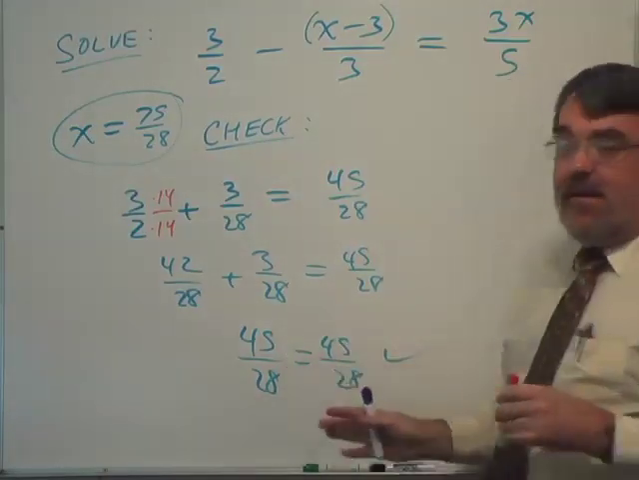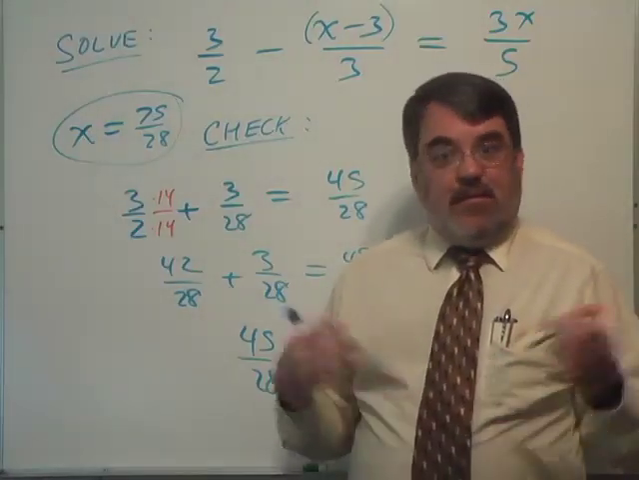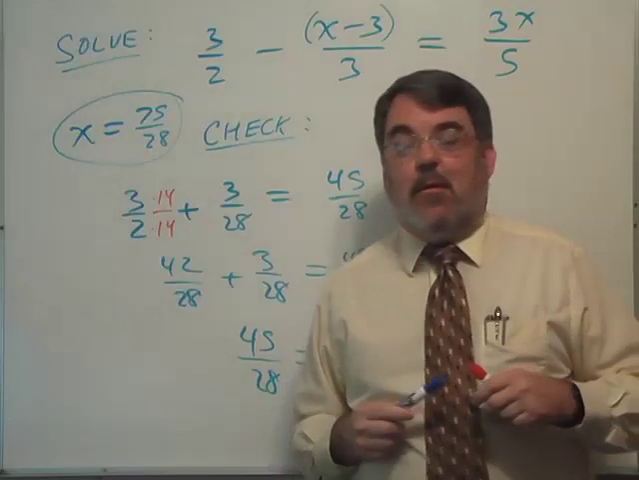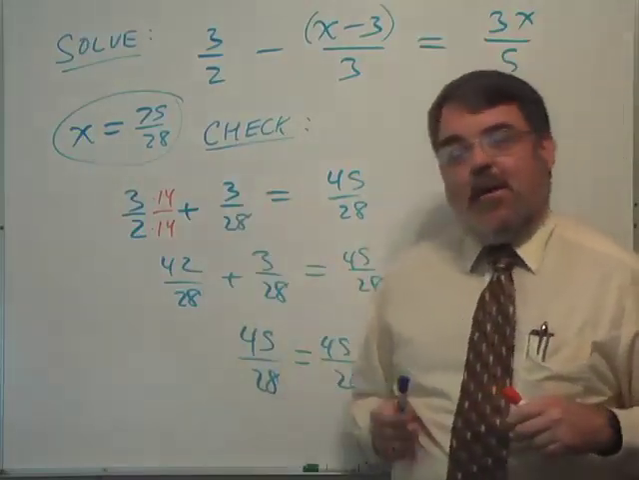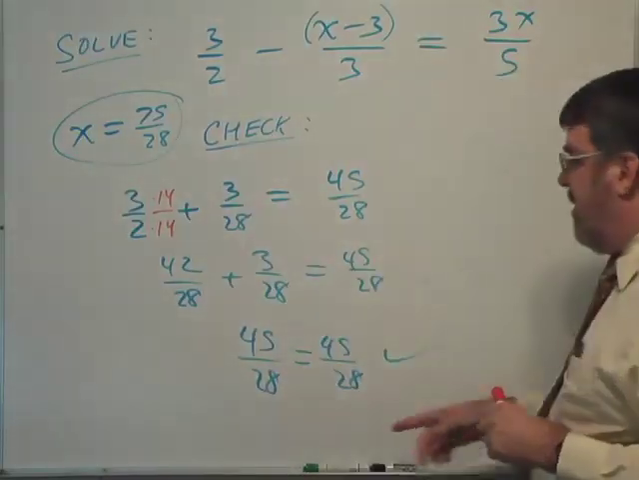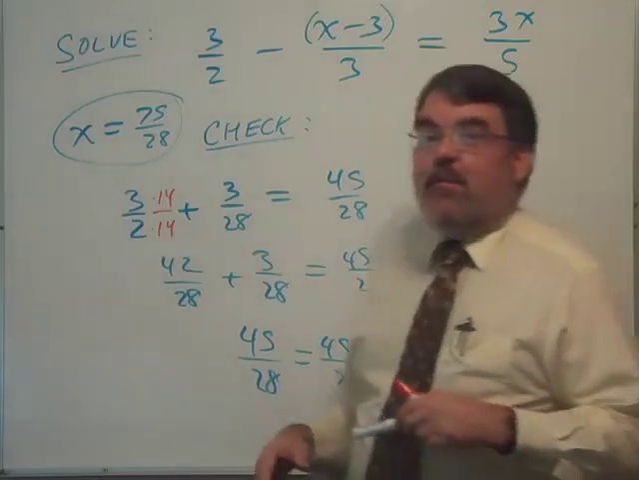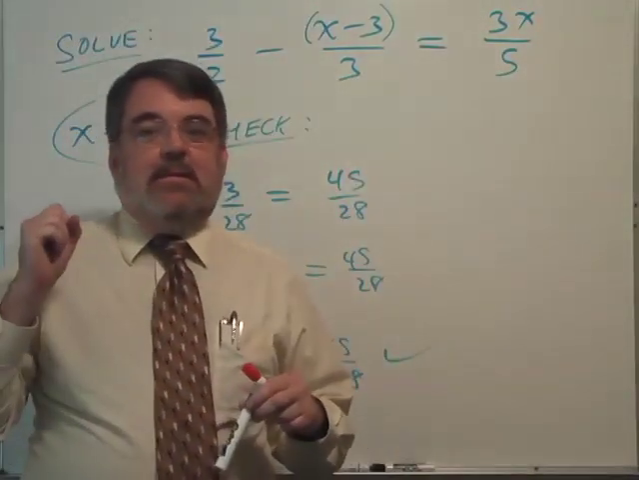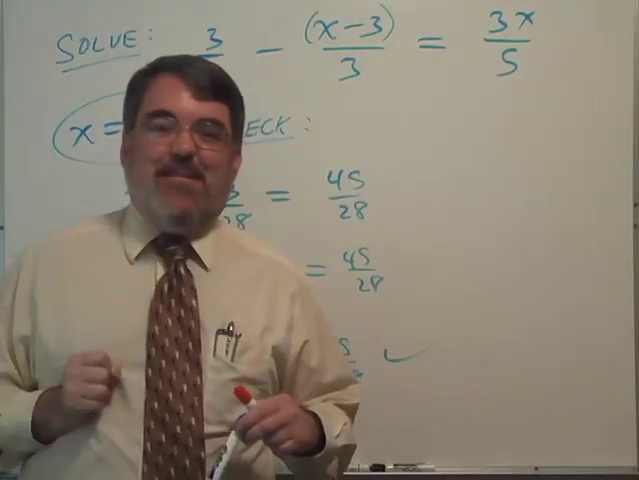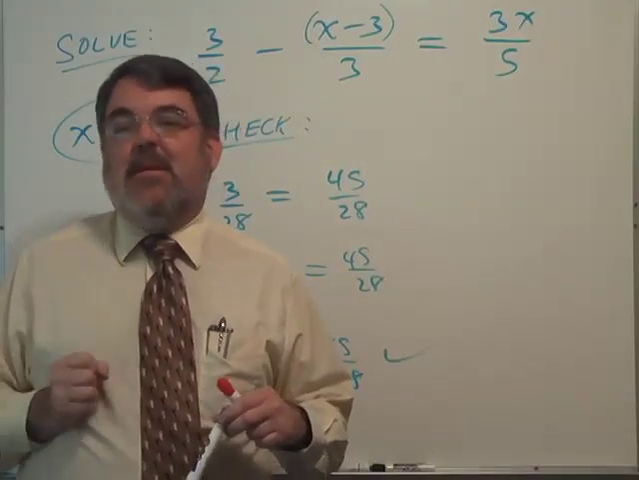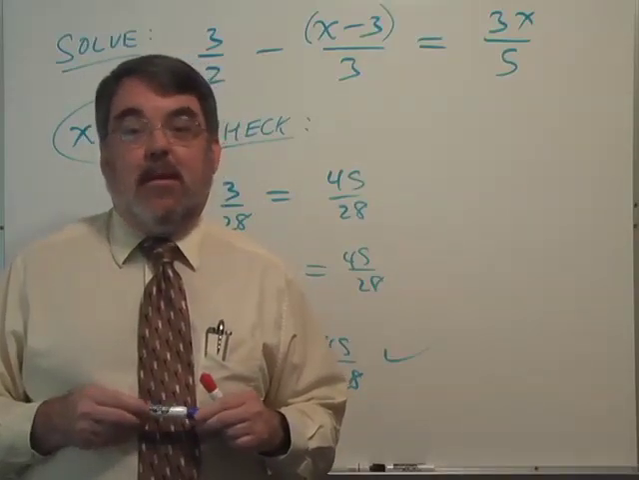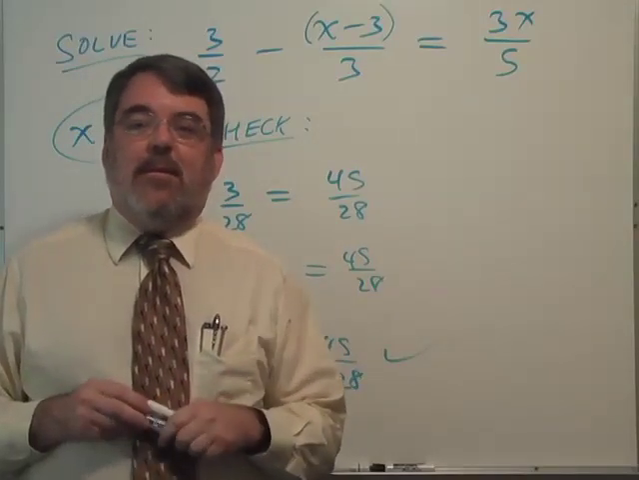Now, if the left side didn't equal the right side, then there's a mistake. Either the original answer is wrong, or unfortunately you might have made an error in the check. So if you get the left side doesn't equal the right side when you're checking, it's not a no solution problem, it's an I screwed up problem. Okay, it's a mistake. So then you need to go back and try to find the error. All right, well, that wraps up this section.